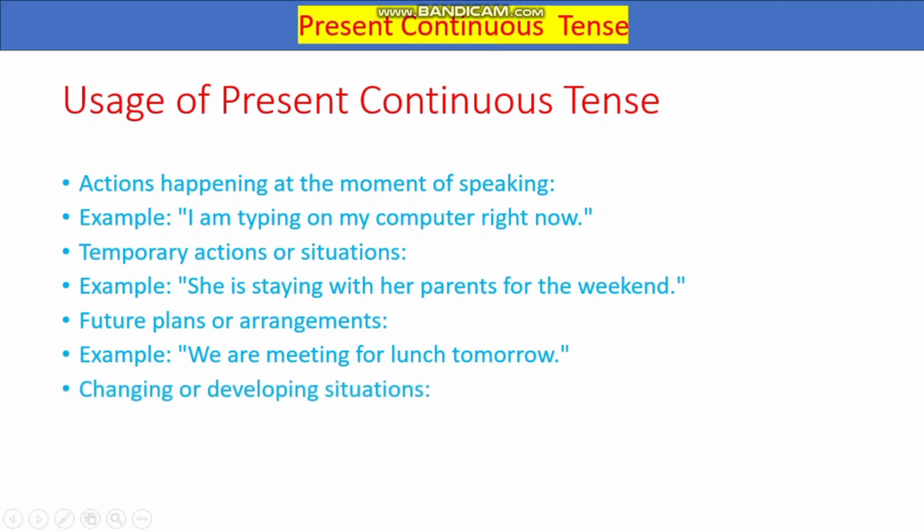Okay, changing or developing situations. For example, the weather is getting colder. When the situations are changing, we use the ing form of the verb as well.